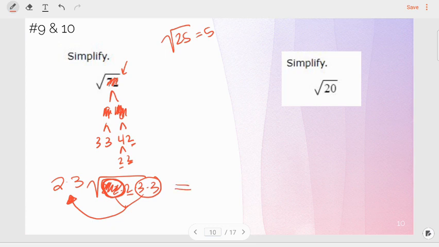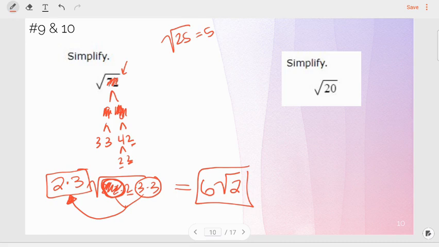So what does my final answer simplify to? On the outside, 2 times 3 is 6, and on the inside, I'm left with a remainder of 2. So 6 square roots of 2.